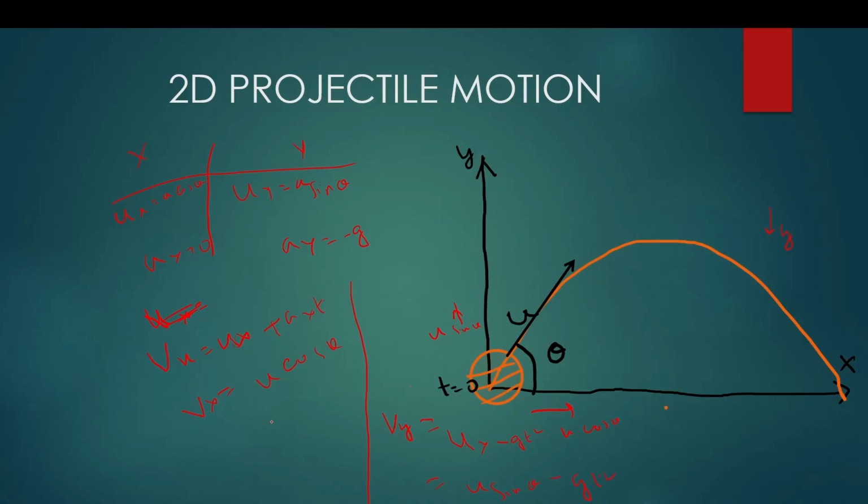Now here vx is a constant. Why is it constant? Since theta is always a constant, u is also constant, while here vy is a function of time. With increase in time the acceleration is a minus component, so vy will decrease with increase in time. So first when t equal to 0 the vy is maximum, and at the top point vy will be 0, vy equal to 0 at this point.